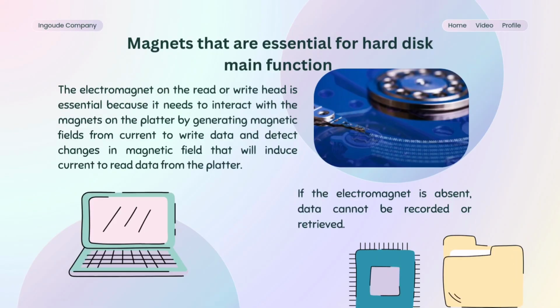First of all, the magnet that is essential for the hard disk's main function is the electromagnet on the read or write head, because it needs to interact with the magnets on the platter. And of course, if the electromagnet is absent, data cannot be recorded or retrieved.